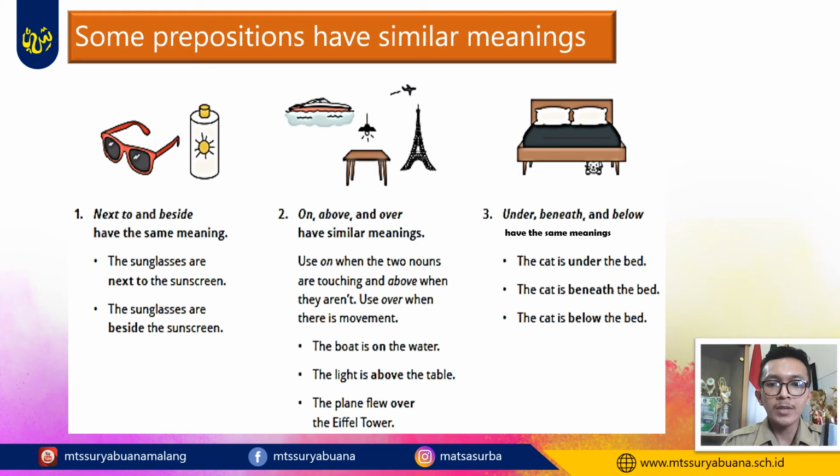And then the last one, use over when there is movement. You can see here the plane is flying, right? So the plane is moving. The example sentence: the plane flew over the Eiffel Tower. So you can use over for this case. The plane flew over the Eiffel Tower because the plane is moving.